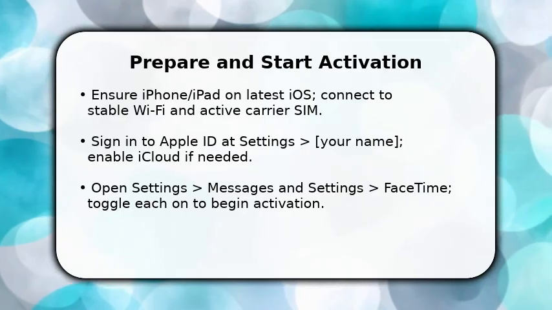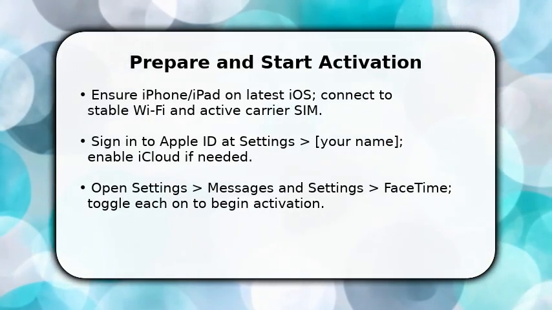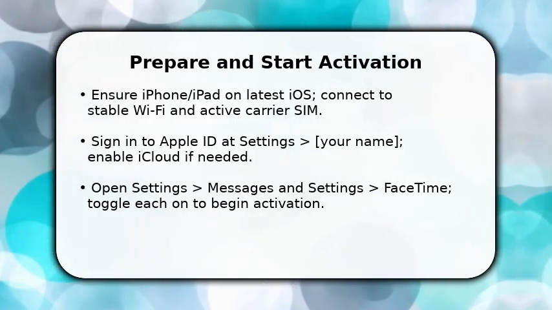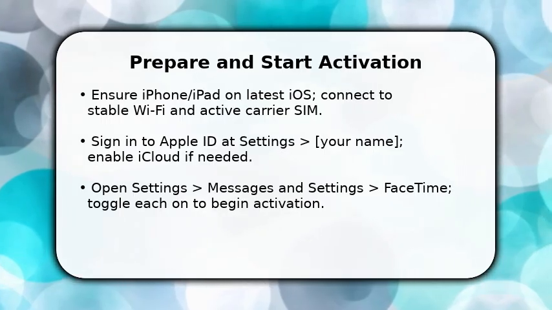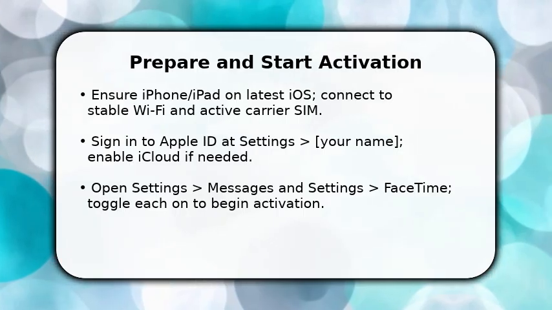You start by getting the essentials in place: Wi-Fi, a working SIM, and your Apple ID signed into Settings. Once done, go directly to Settings, Messages and turn iMessage on. Do the same in Settings, FaceTime. This initiates the activation handshake with Apple servers.